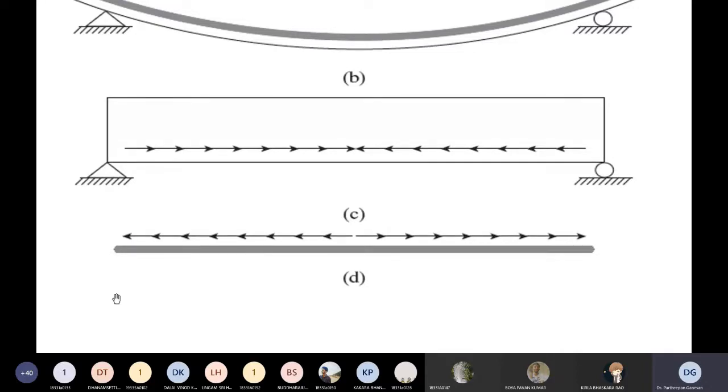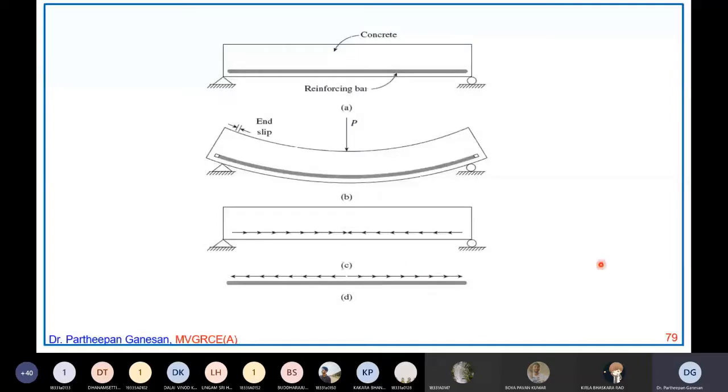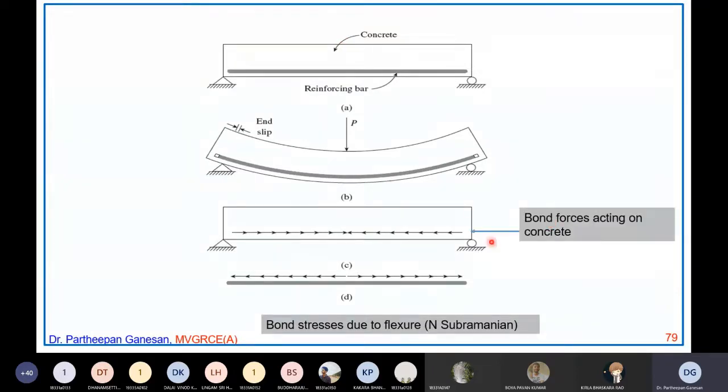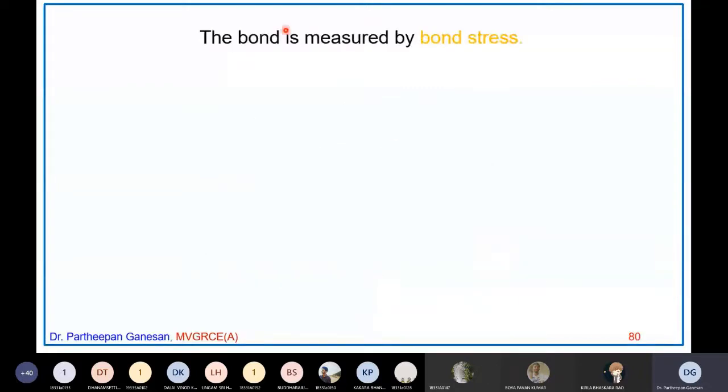That is why this is a bond stress due to flexure, due to bending. How the bond stress develops is what is written here. So the bond force acting on the concrete is a compressive force, and the bond force acting on the steel is a tensile force. Steel is strong in compression and tension. Concrete is strong only in compression. That is why the bond force acting on this is a compressive force, and this is a tensile force. Now this bond is measured by bond stress. Depending upon the bond stress, bond is measured.